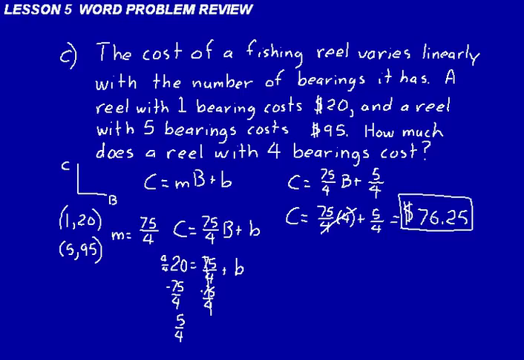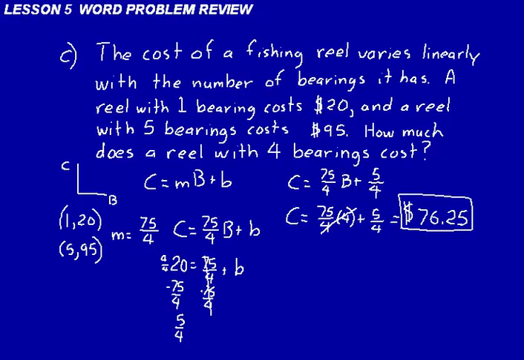Now think about it. Does that make sense? When we had one bearing, it was $20. When we had 5, it was $95. We're wanting to know the cost when there's 4 bearings in the fishing reel, and that's less. Our value that we had was less than 95, but it's kind of close to 95. So I mean, that makes sense. We would expect our answer to be less than, but fairly close to $95.